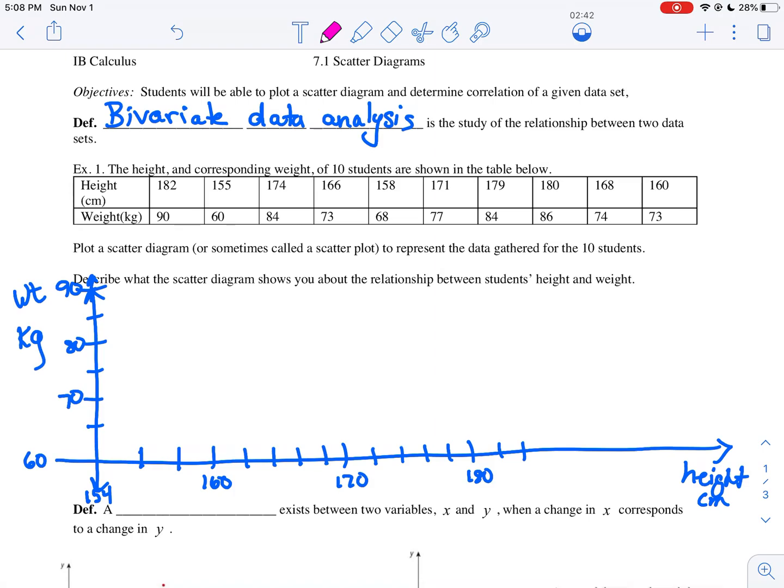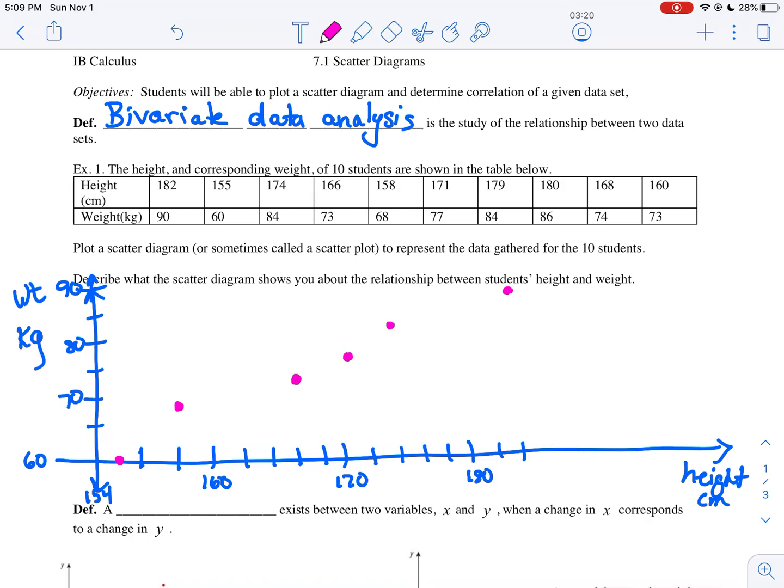Okay. So I have 182 is up to 90. 155 is at 60. 174 is 84. 166 is 73, 158 is 68, 171 is 77, 179 is 84.